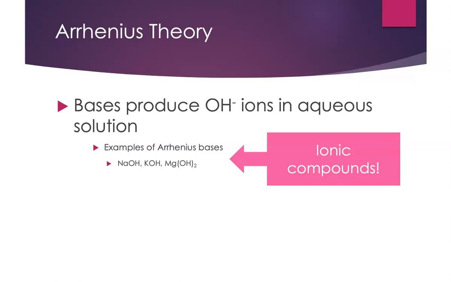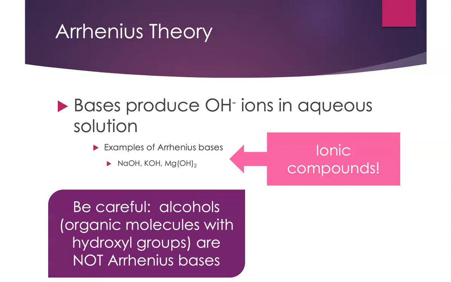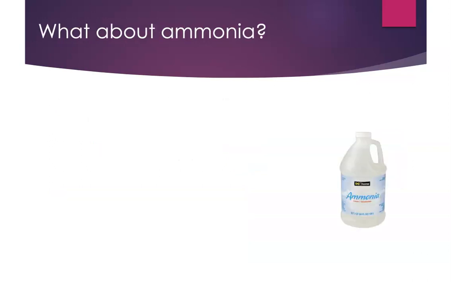I do want to point out with Arrhenius theory, notice that these are all ionic compounds. The anion is hydroxide. And I do also want to point out a common misconception. Alcohols, which are organic compounds, have hydroxyl groups, OH groups, but it's all covalently bonded. They are not Arrhenius bases. So be very careful. Make sure it's an ionic compound if you're asked to classify substances.